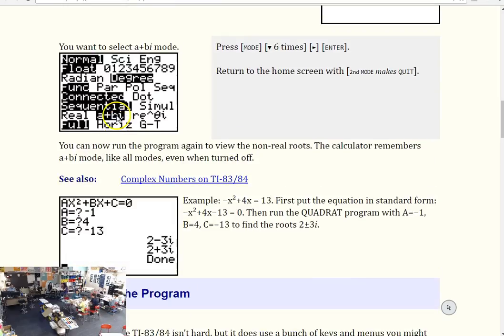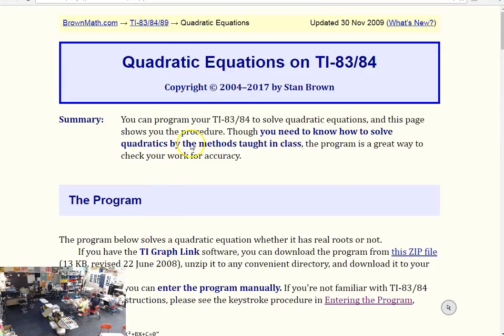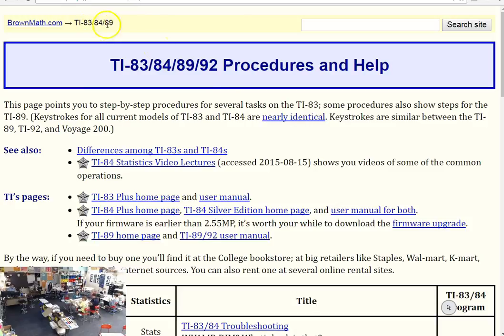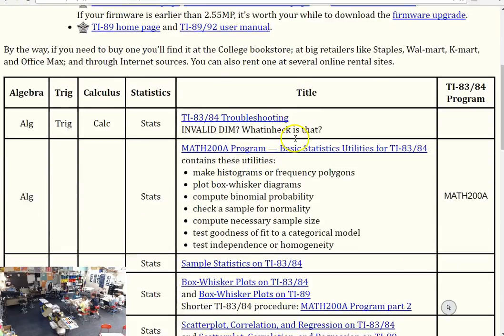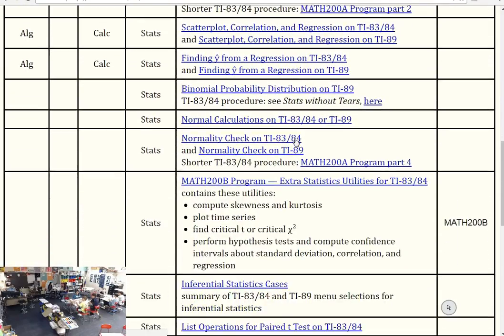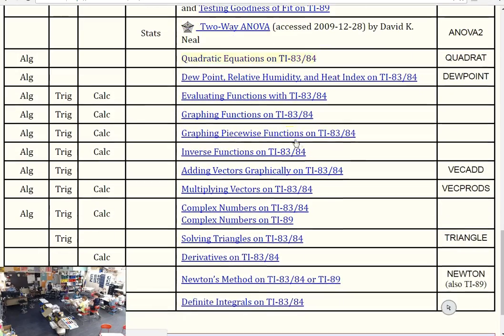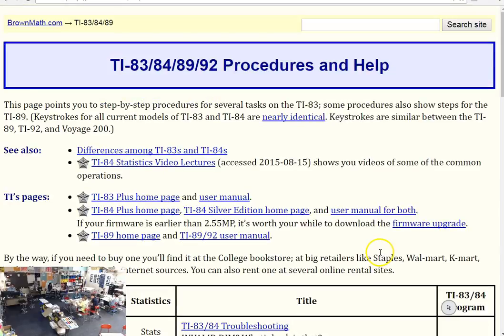This is the basis of their website. If you come up here, this is what we were using, quadratic equation. But if you want to back up, click on the TI-83/84, and you can look at all the different things that they have programs for. So if you want to look at different trig or calculus or whatever, that will help you write the different code.